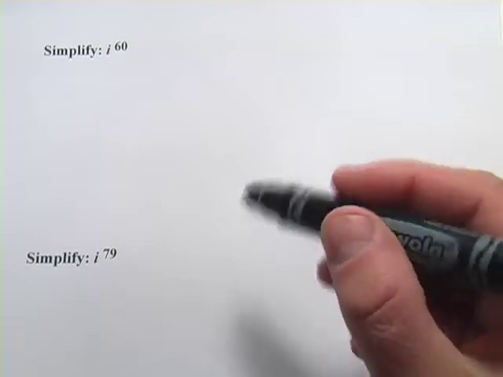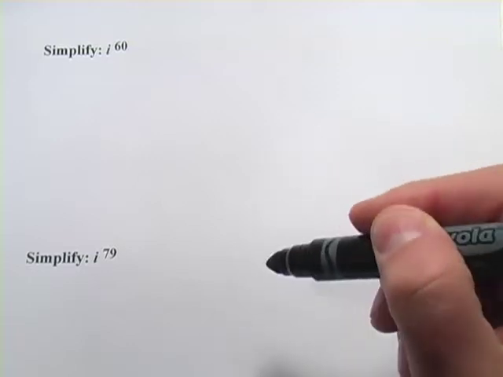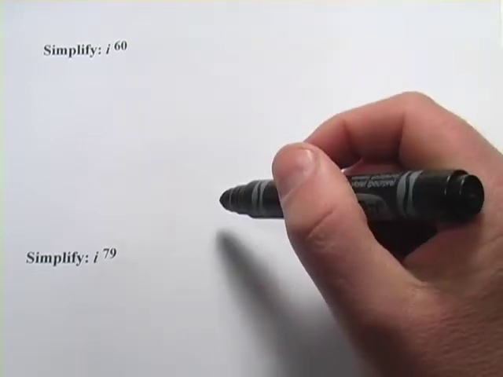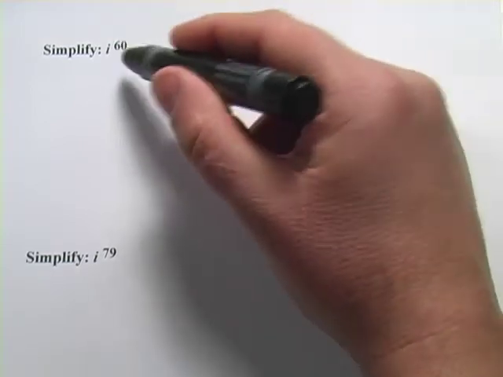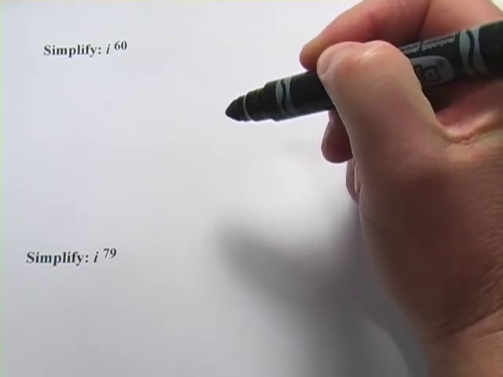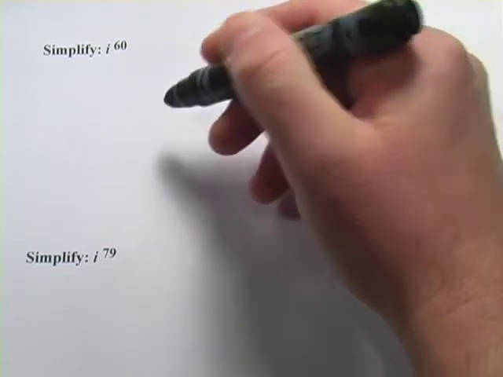In these problems, we're trying to evaluate powers of i. They're asking us to simplify this i to the 60th power. What could that be when you multiply i by itself 60 times? How are you expected to do that? Well, let me show you a shortcut for this.